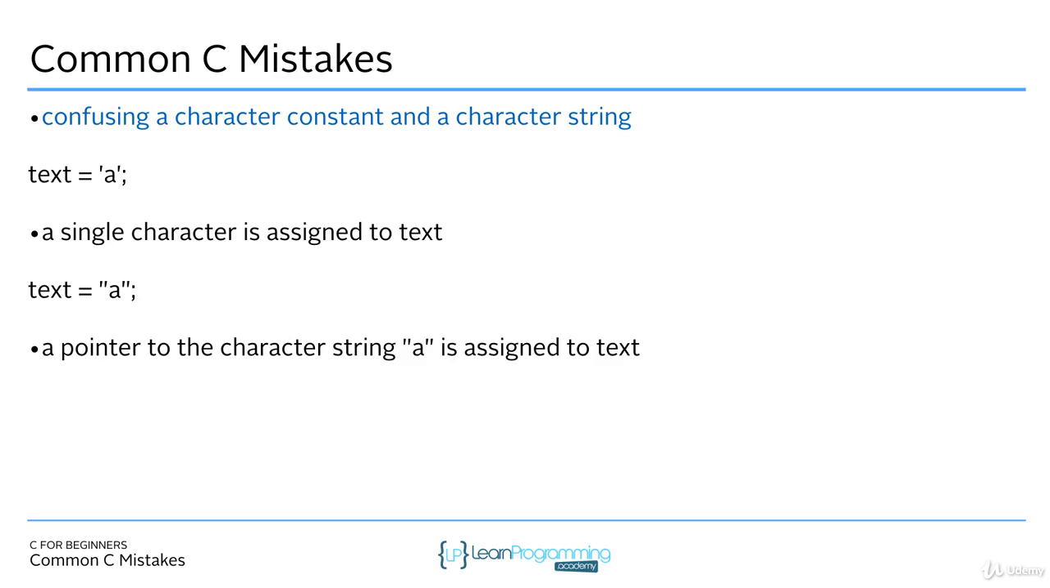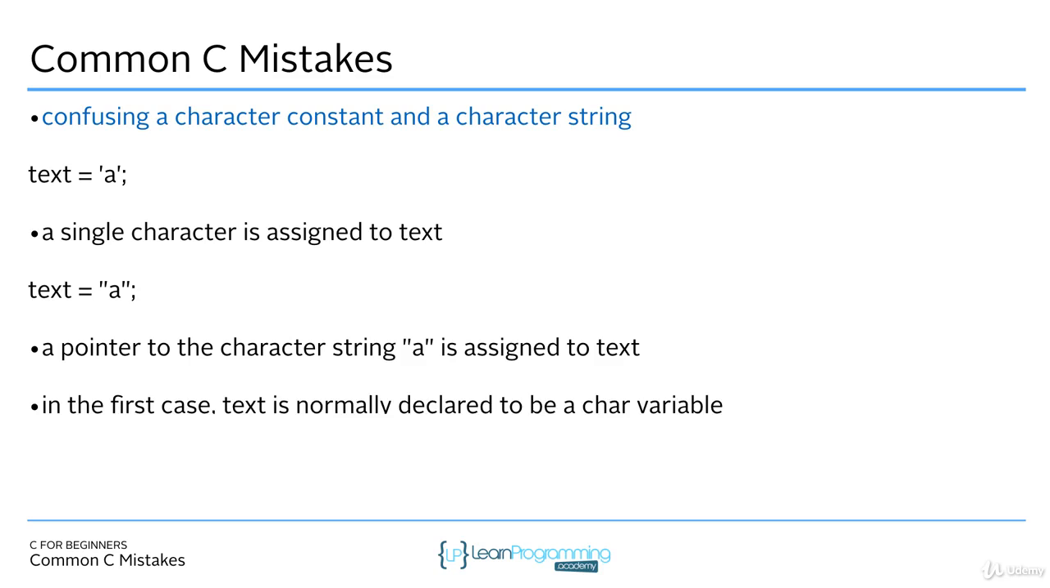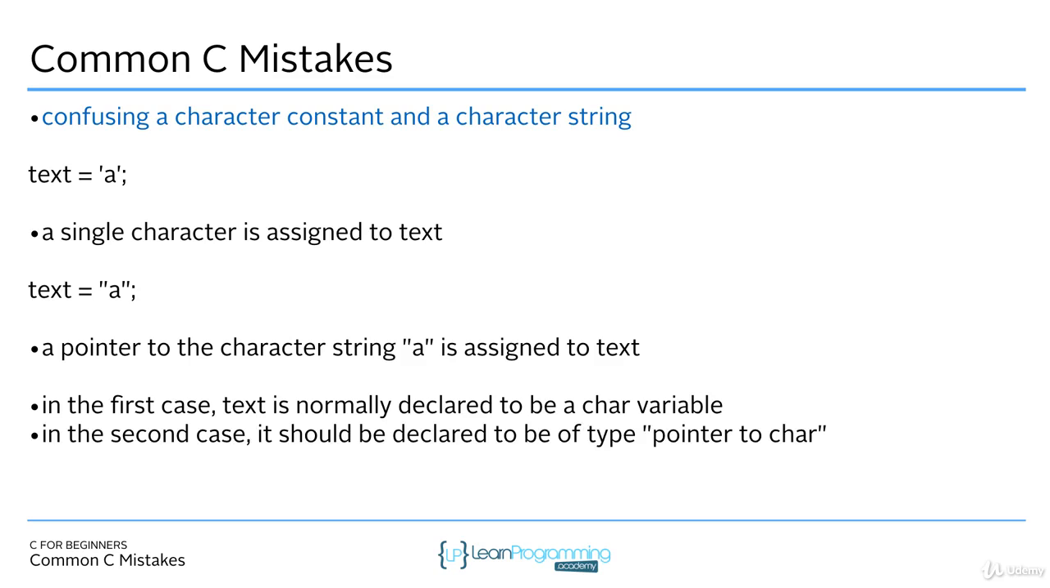Using an 'A' inside of single quotes versus a character inside double quotes is completely different. Character versus string. In the first case, text is normally declared to be a char variable, and in the second case, it should be declared to be type pointer to a char. And if you want to assign a value to that pointer, other than the pointer itself, you'd have to dereference it. This is actually incorrect because if it's a pointer, instead of assigning an address, you're assigning it a string. So that doesn't make sense.